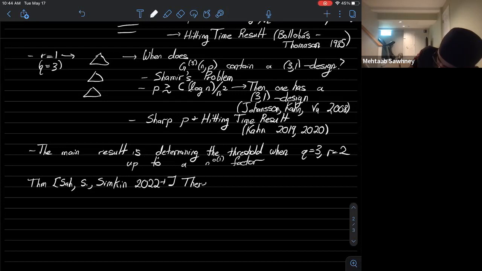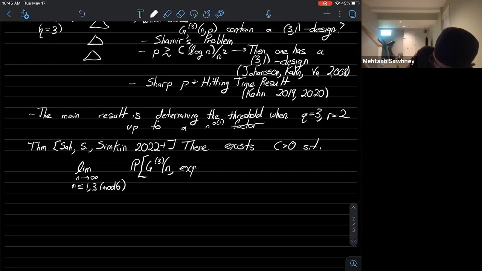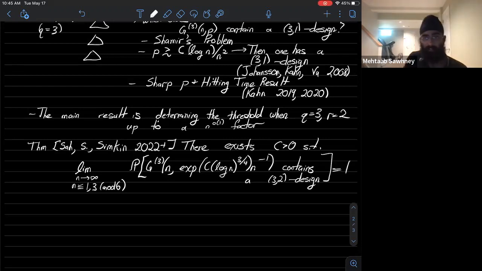So there exists C greater than 0 such that if I look at a random 3 uniform hypergraph where you have to allow n to be either 1 or 3 mod 6, I'll explain why that is in a second, the probability that the corresponding random 3 uniform hypergraph, where I sample edges with some ugly factor of (c log n)^(3/4) times n inverse, contains a 3-2 design equals 1 as n tends to infinity.